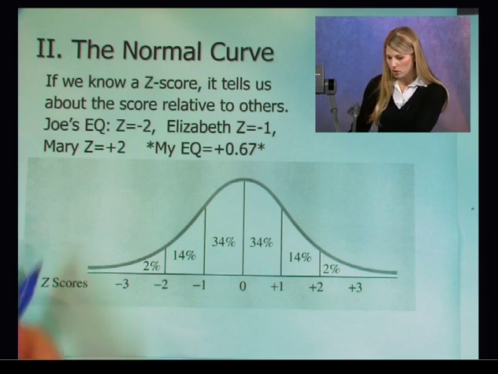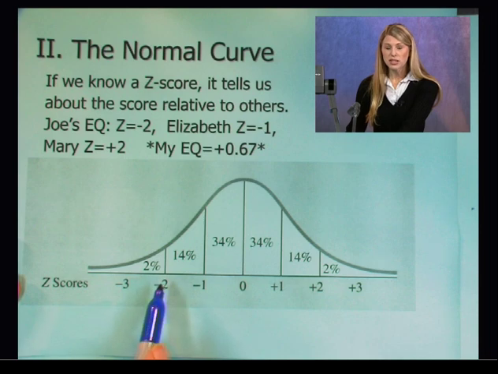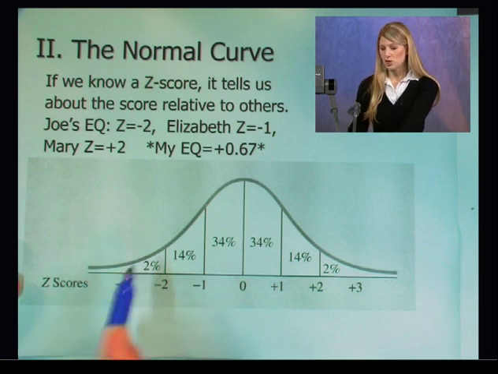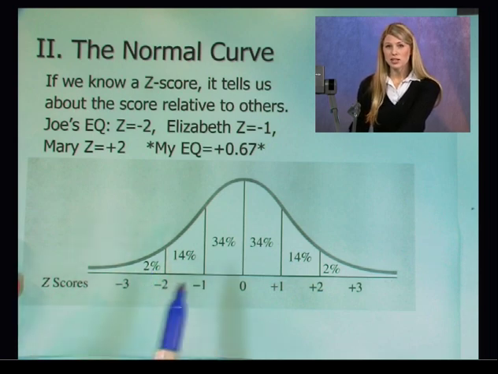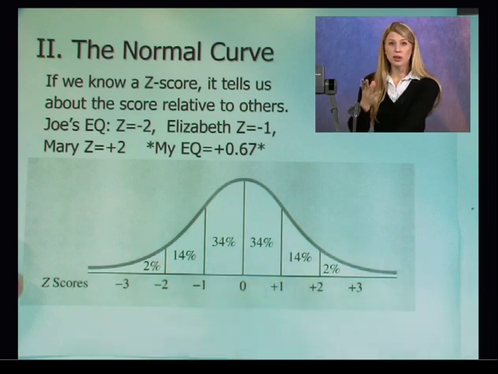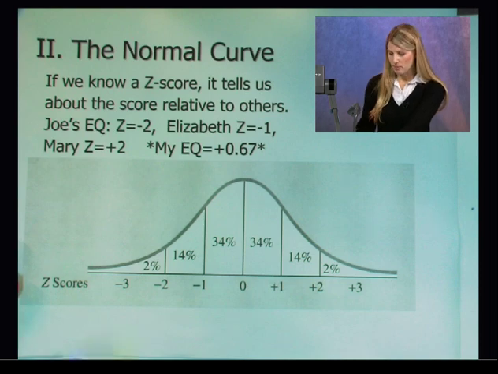So here we know that Joe's z-score was -2. That tells us that only 2% of people would fall below Joe. Okay, so that's pretty low. Poor Joe. We also know that about 98% of people out there in the world, not just with our little sample, would score above Joe's score. So we'd have 98% above him and 2% scoring below him.